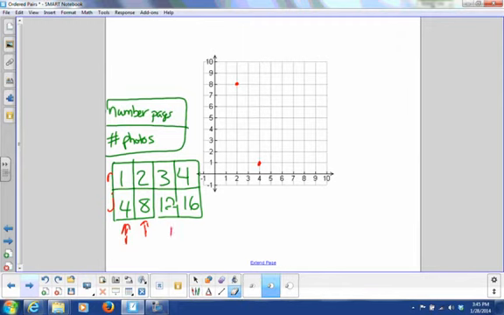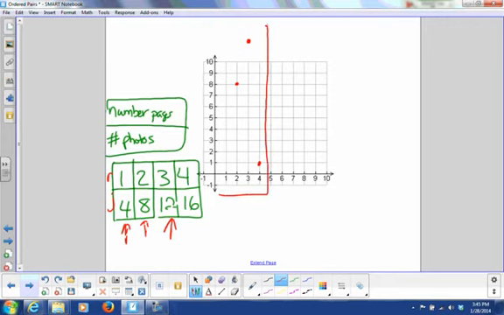Now let's go to the third one. It's going to go run over to 3 and jump up to 12, which would be right up here if I had a tall enough grid. Right? And then I can't graph this last one on this one, but if I was going to, it would run over to 4, jump up to 16, which would be up here someplace, and that would be my final point. Okay? Then if I want, I could connect these, but that's not necessary. All right, so you kind of get the idea.